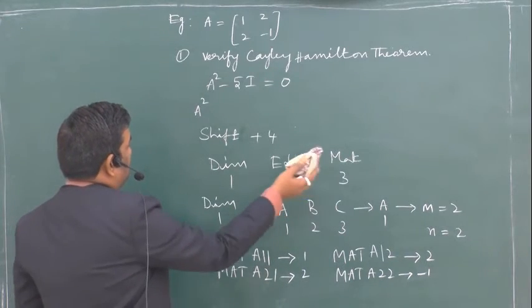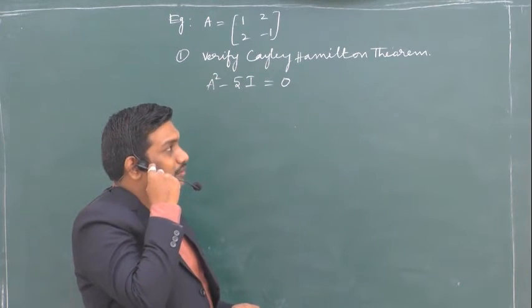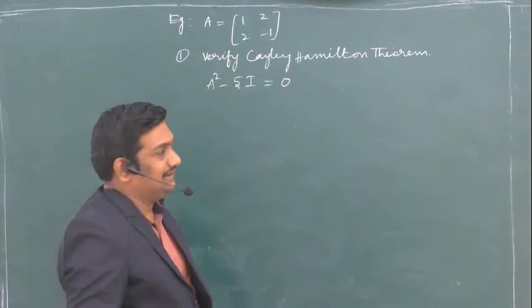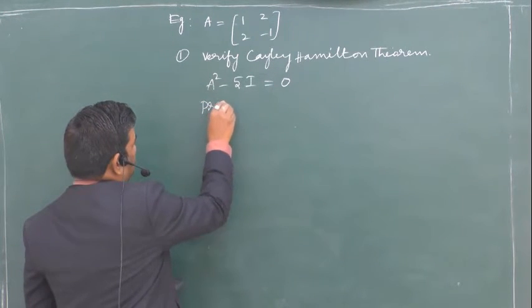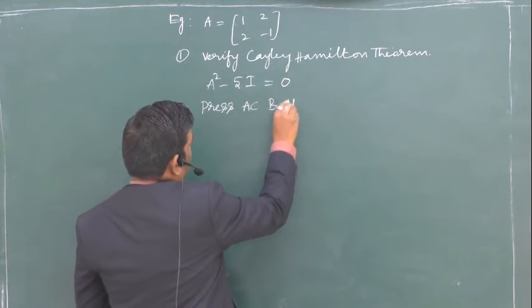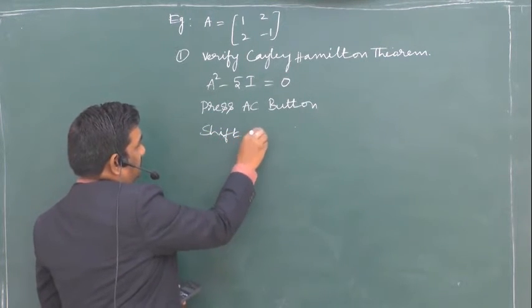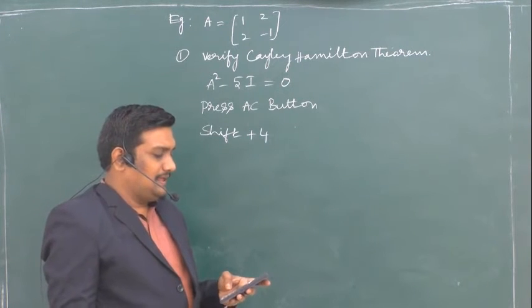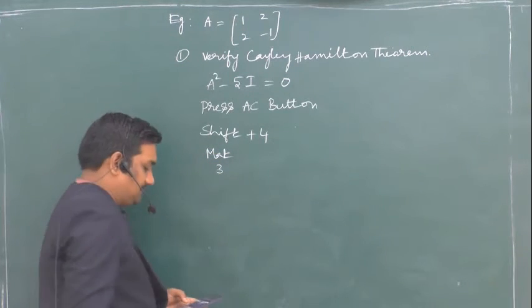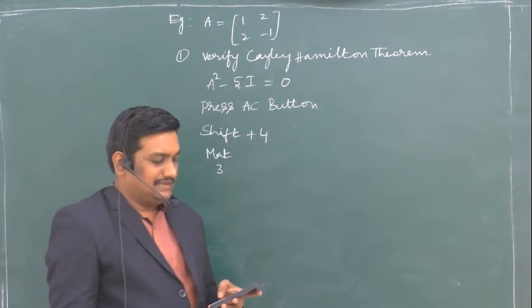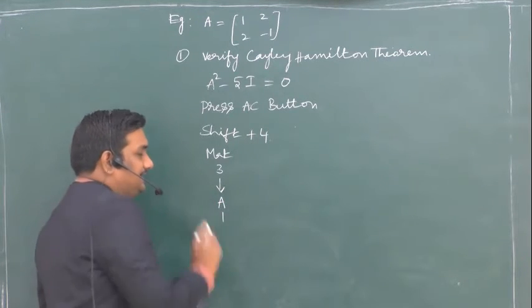So now we need to calculate A square. We are learning how to find A square using a scientific calculator. Now again you press the AC button, then shift 4. There will be 3 options, out of them you select mat, and in it you select matrix A, since we have stored all the elements into A previously.